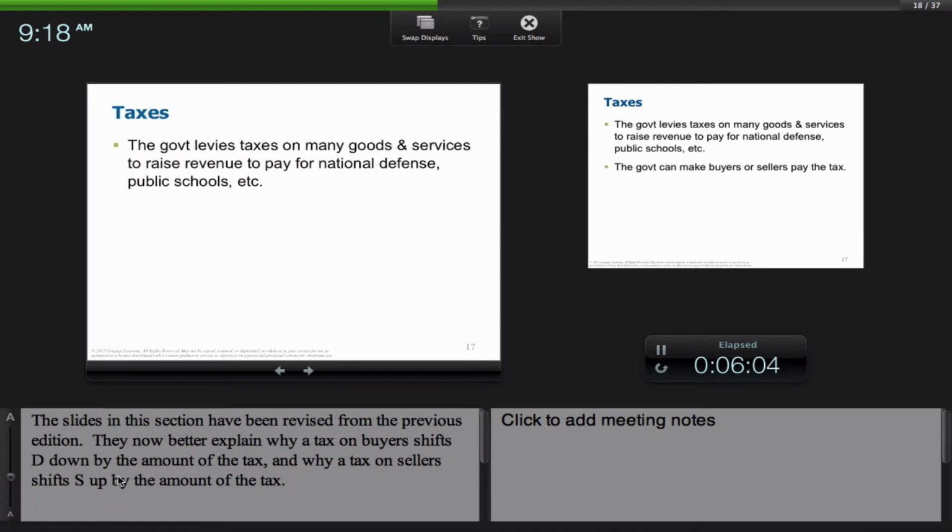All right, on to the other half of government interference in the market. Taxes are levied on goods, services, on property, on luxuries, on inheritance, on income. Okay? They're used to pay for innumerable government services at all levels of government, from the national down to the local. Okay? The government can ask buyers to pay the tax or sellers to pay the tax, but what do we know happens either way?